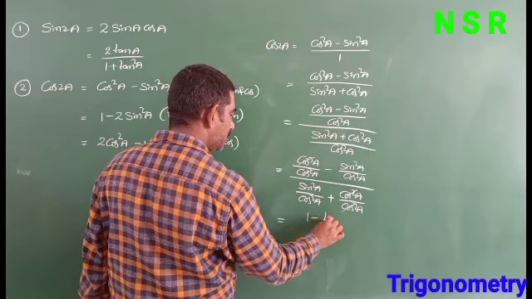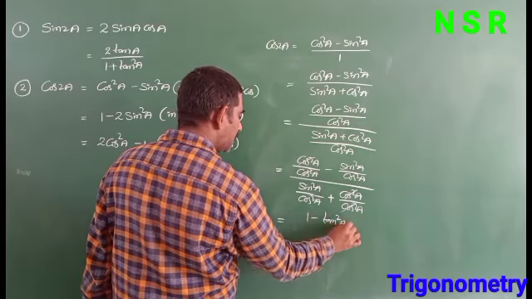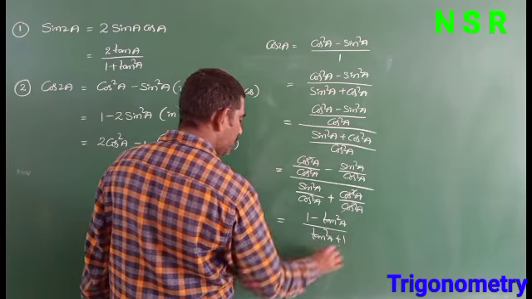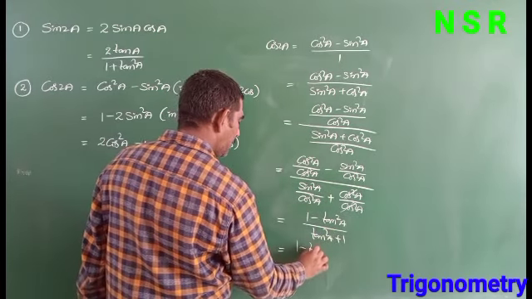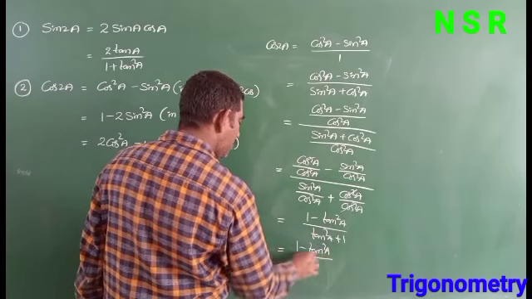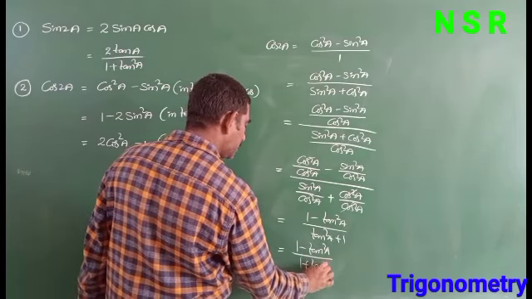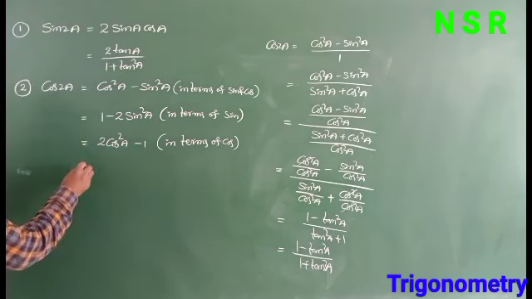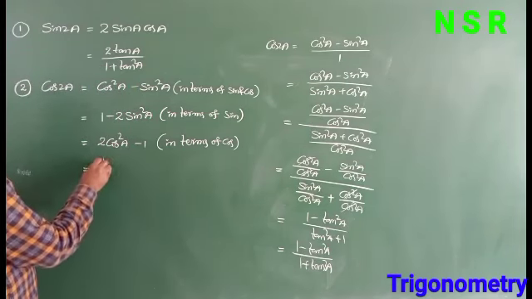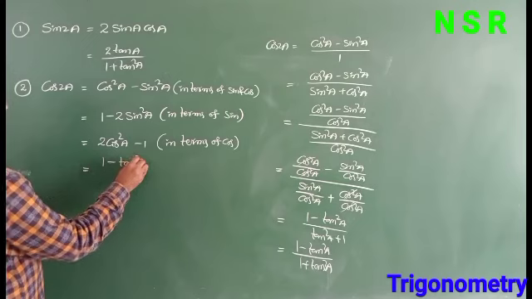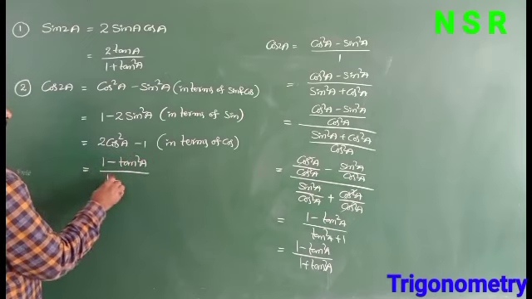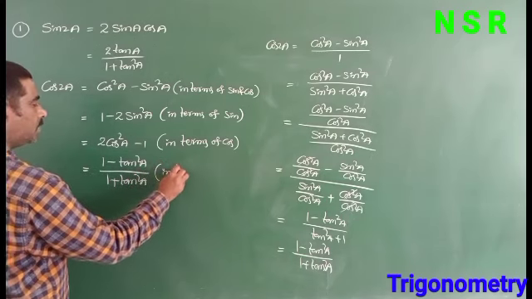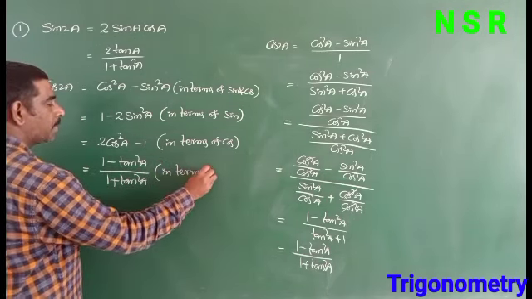So 1 minus sin square by cos square is tan square, and here tan square plus 1. So we can write 1 minus tan square a by 1 plus tan square a. So this is the formula of cos 2a in terms of tan. So cos 2a in terms of tan is 1 minus tan square a by 1 plus tan square a.